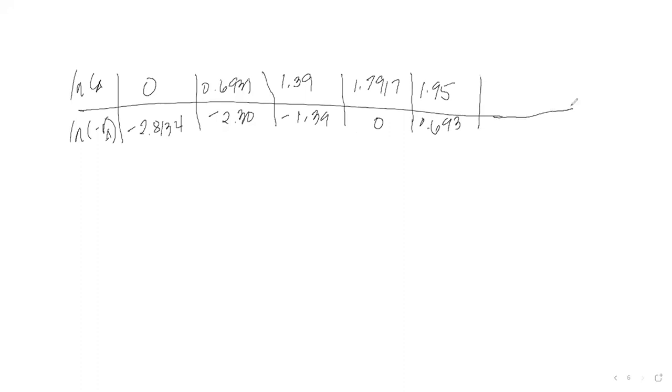Then we have here, what's next? ln of 9, 2.197. ln of 1 is 0. Then ln of 12, 2.48. Thank you. Then last is ln of 0.5, negative 0.693. Okay, thank you.